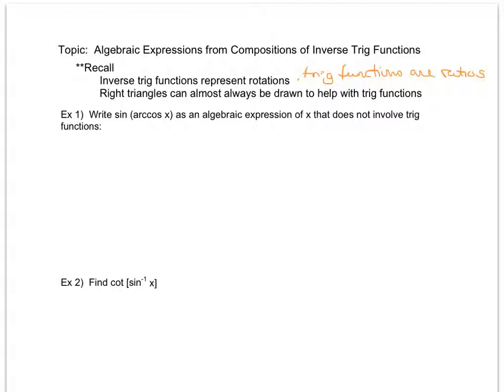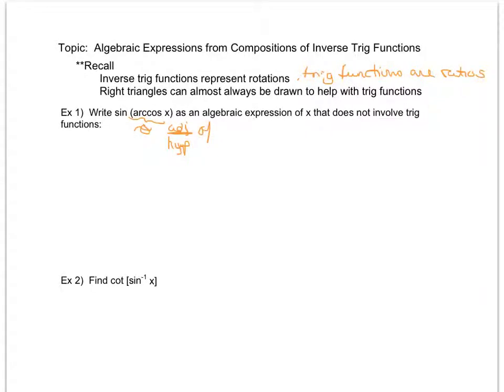So let's look at example 1. I have sine of arc cosine of x, and I have to rewrite that as some kind of expression that involves x, but does not involve any trigonometric functions. The first thing I'm going to recognize is that arc cosine of x is just some rotation. It's telling me that the adjacent divided by the hypotenuse of some unknown rotation that I have decided to call theta is equal to x, or if I want to, I can say that's a fraction of x over 1, so that does indeed give me my adjacent and my hypotenuse.